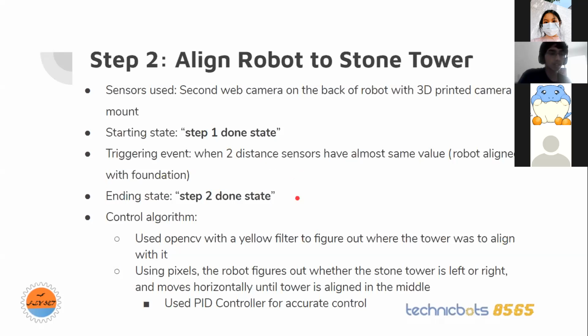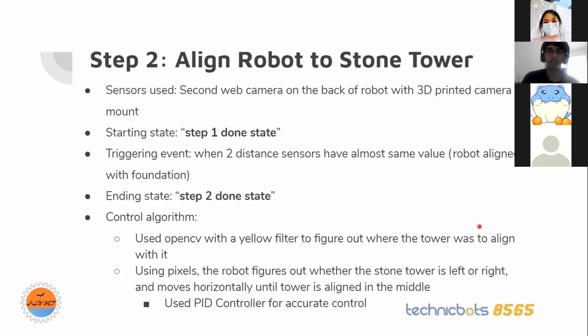So our main control algorithm for this was using OpenCV to put a yellow filter on the image to figure out where the tower was to align with it. Using the pixels, the robot figures out whether the stone tower is left or right and moves horizontally until the tower is aligned in the middle. And we use a PID controller for this.